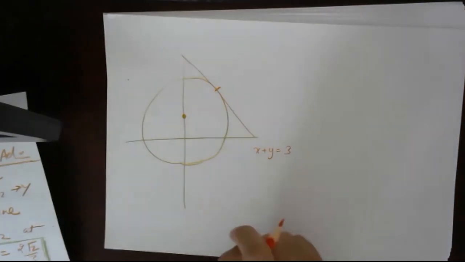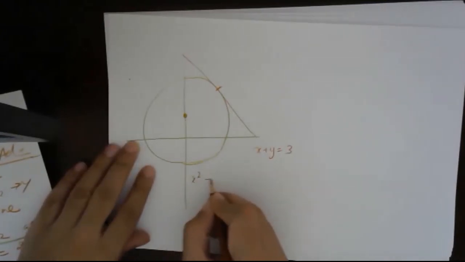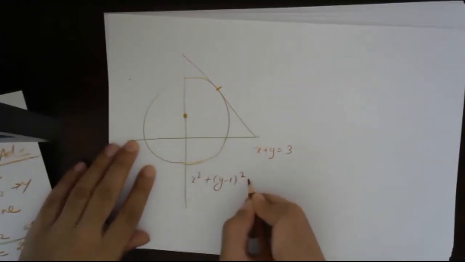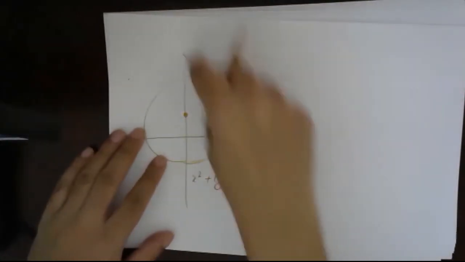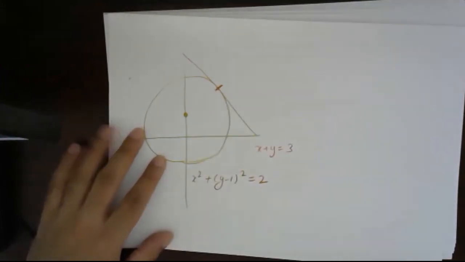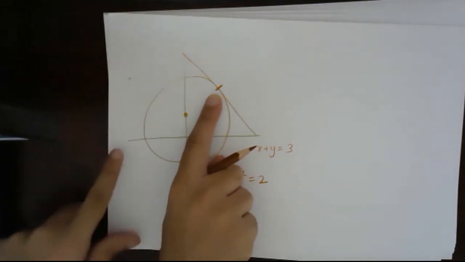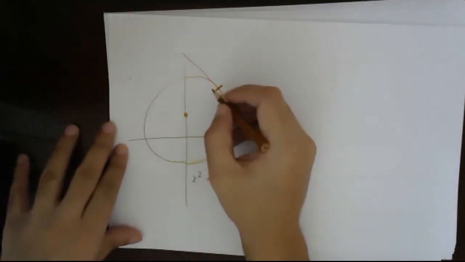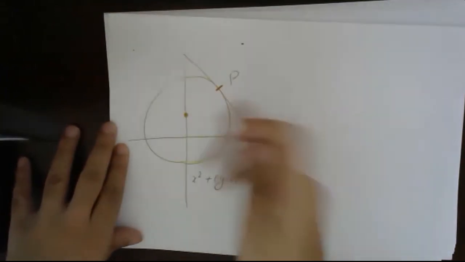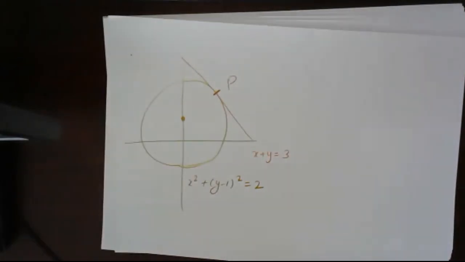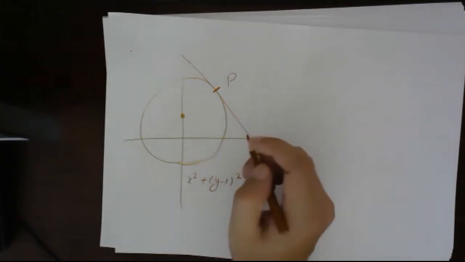Now, the equation of the circle I will write once again: x square plus y minus 1 whole square is equal to 2. They are saying that this line is touching this circle at P, and it will also touch Q and R. Right now we will not think about it. First we have to understand what they are asking in the question.